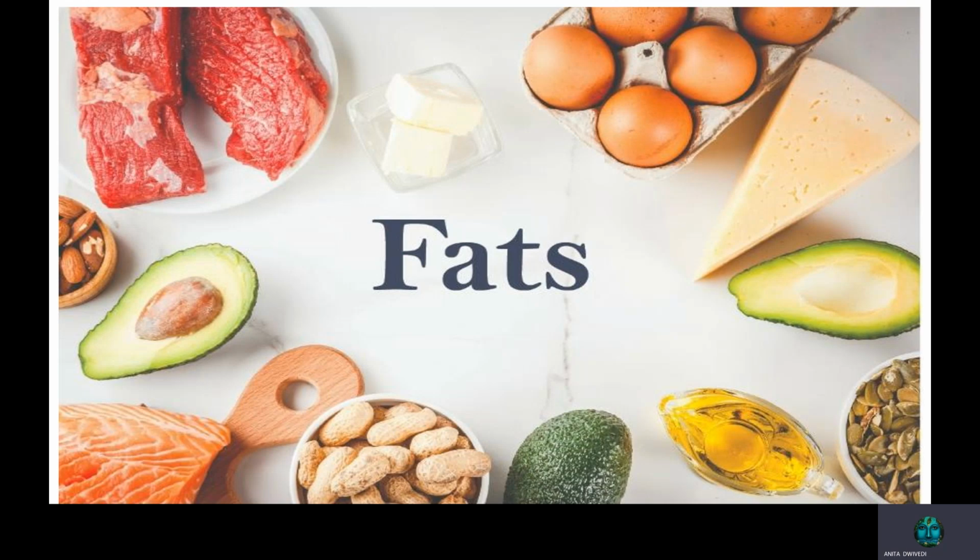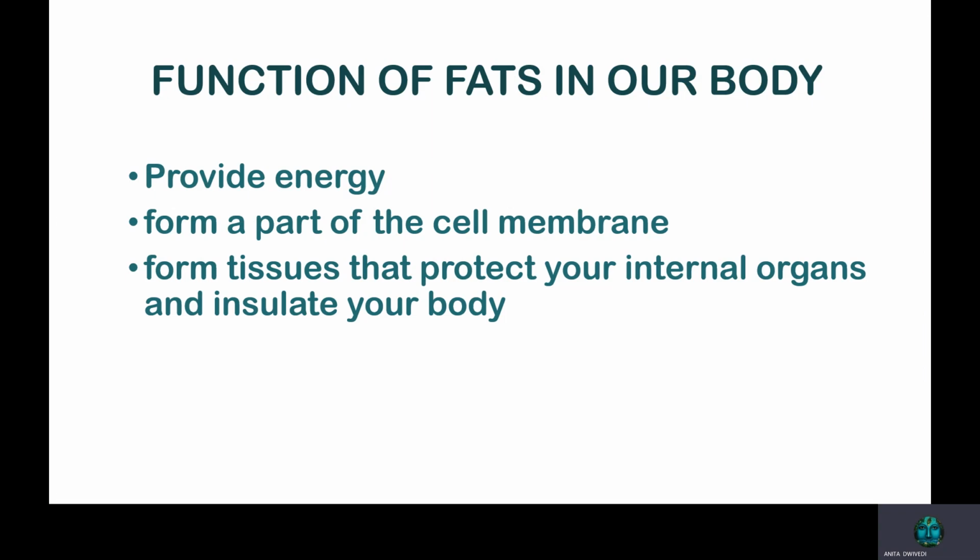The next major nutrient is fat. Functions of fats in our body: provide energy, form a part of the cell membrane, form tissues that protect your internal organs, and insulate your body. Fats give much more energy as compared to the same amount of carbohydrates. Fat-rich foods are nuts, seeds, and oil. Different types of oils we can take from different types of seeds, for example, mustard, coconut, etc.